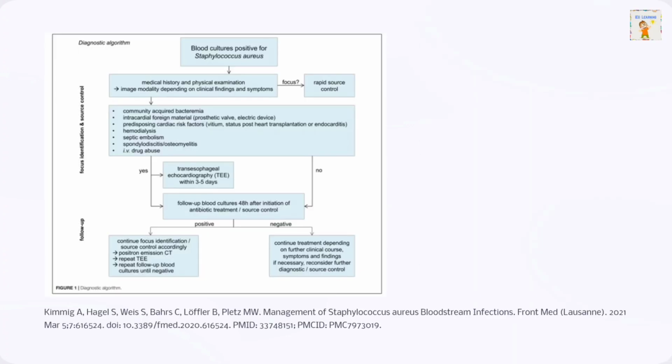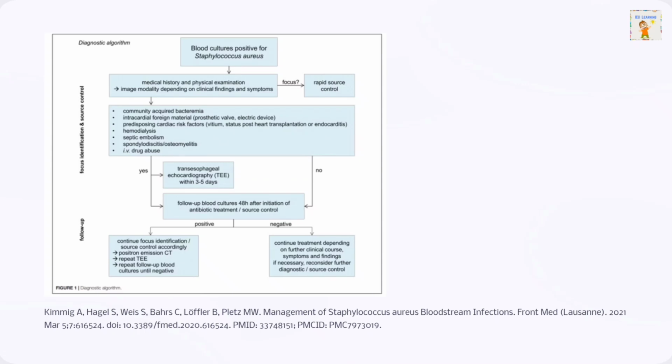I hope so far you have understood what we have discussed. Now we will discuss a little bit about staph aureus in blood culture. When blood culture grows staph aureus, we take it very seriously. We do a thorough examination and take a detailed history to identify the focus and go for rapid source control.